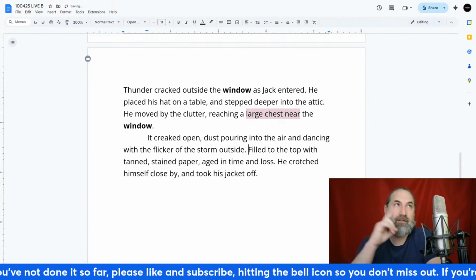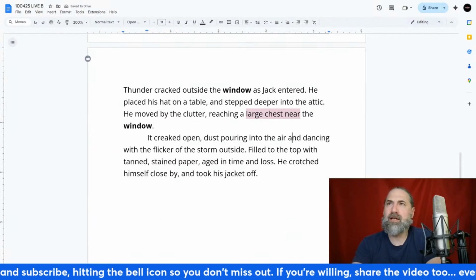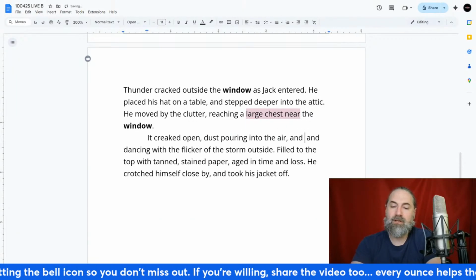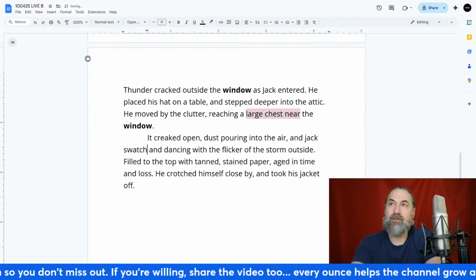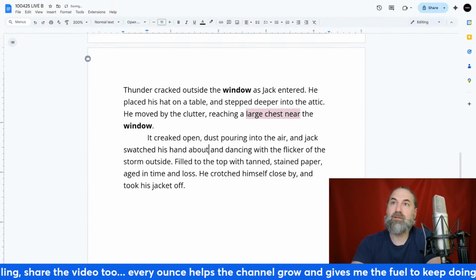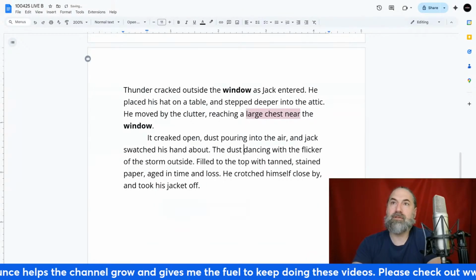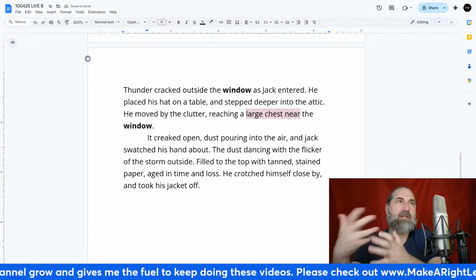Or, here you go. This is how you create more rhythm. So it creaked open, dust poured into the air. And Jack swatted his hand about. All right. The dust dancing with the flicker of storm outside. So that breaks it up. That breaks up the rhythm, right?